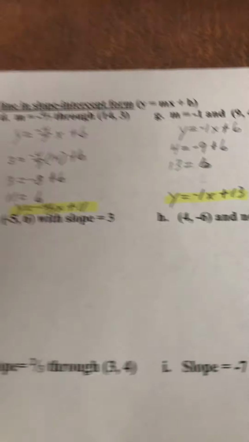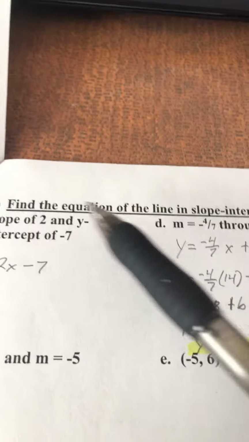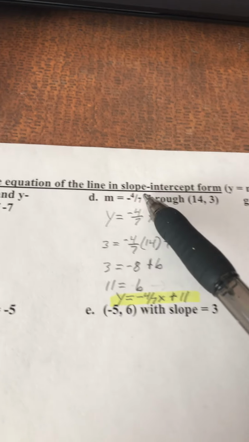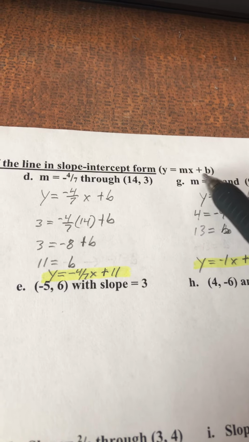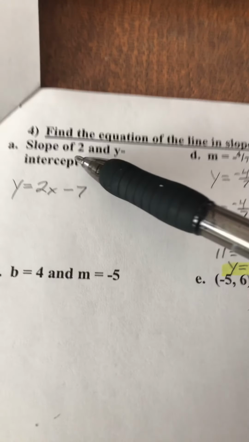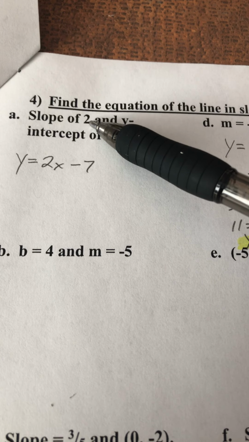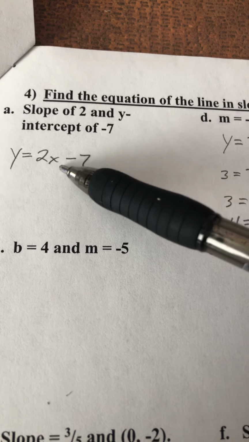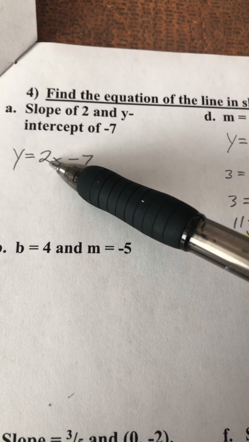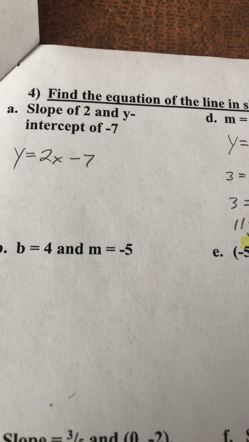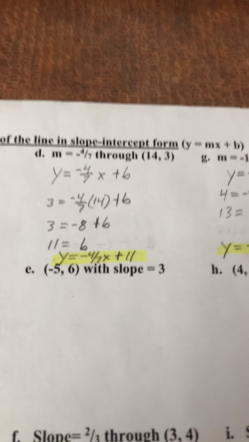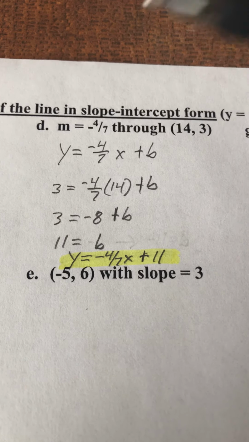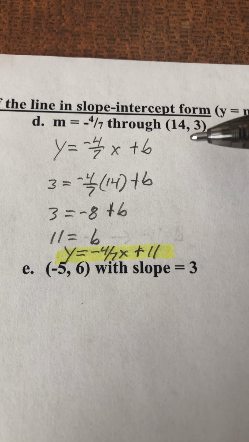On the back, you are to find the equation of a line in slope-intercept form, y equals mx plus b. Some of these are easy, like this first one. They tell you what the slope is and they tell you what the y-intercept is, so you just plug them in. So this one would be y equals 2x minus 7. Very easy.